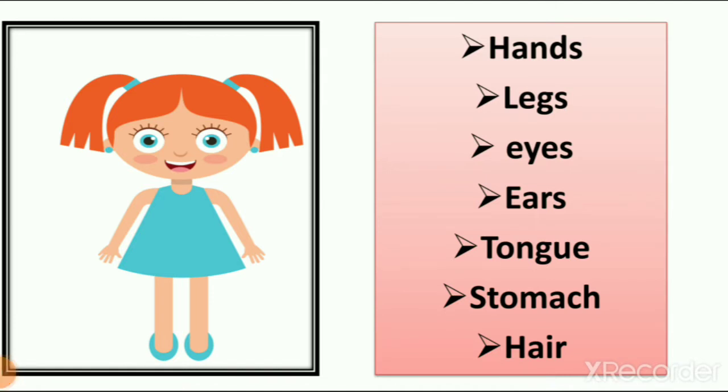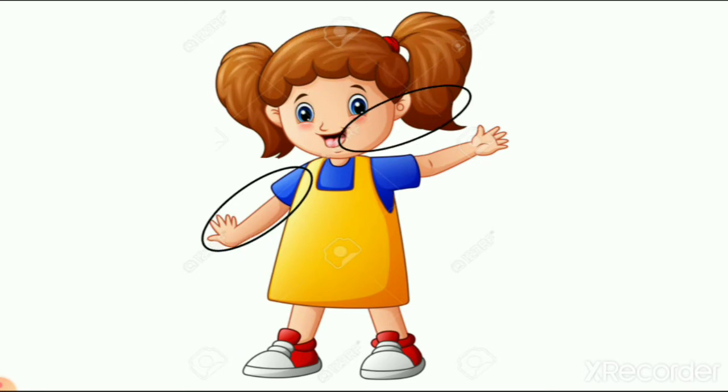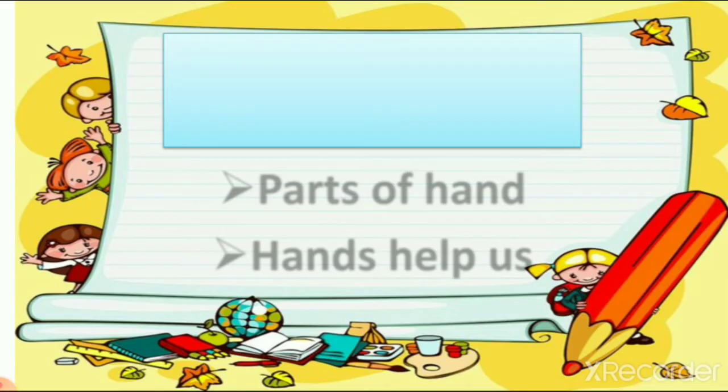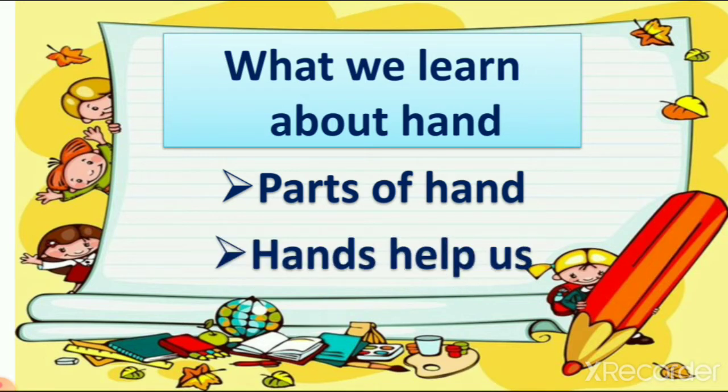From this we learn about hands, right? So what we learn about hands? First, we see and identify that where is hand in our body, right? So, how many hands we have? We have two hands, one and two. In previous lecture, we learned that we have two hands, right? So, what we learn about hand in previous lecture? Part of hand and how hand help us. So we learn that how many parts of hand, different parts of hand, and we learn that how hand help us in different way.